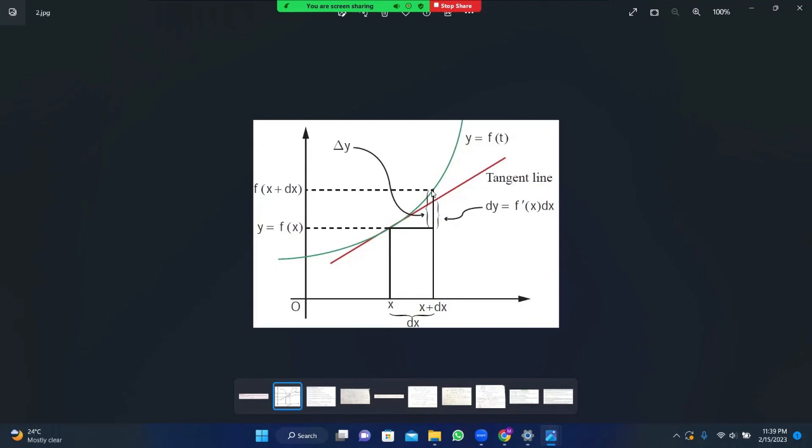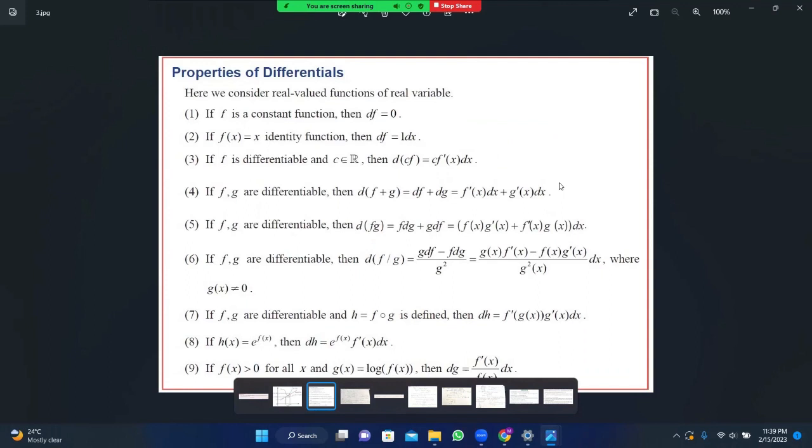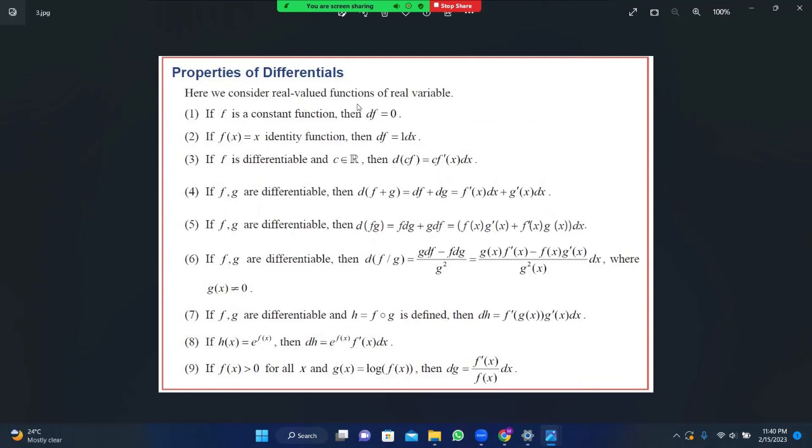The properties of differentiation also apply for the differential. Here you look at the properties for real valued functions of a real variable. If f is a constant function, then df is 0. If f of x equal to x, df equal to 1 of dx. If f is differentiable and it's multiplied by a constant c, then d of cf equals c f prime x dx. If f and g are differentiable, then d of f plus g is equal to df plus dg, which in turn is f prime of x dx plus g prime of x dx.